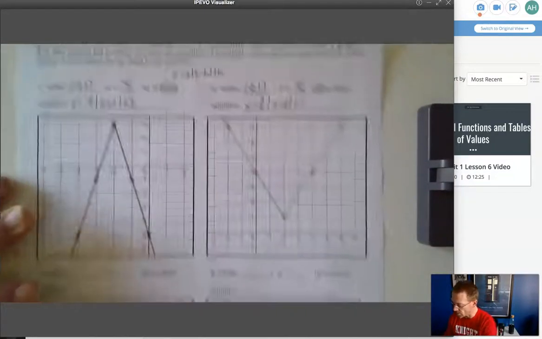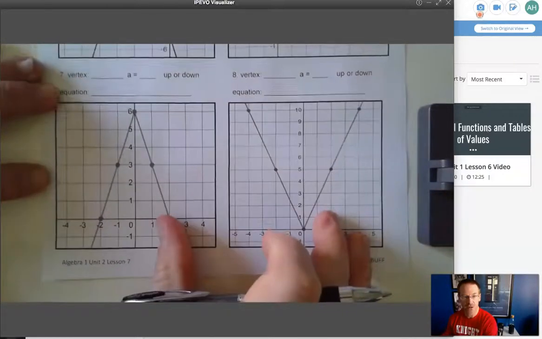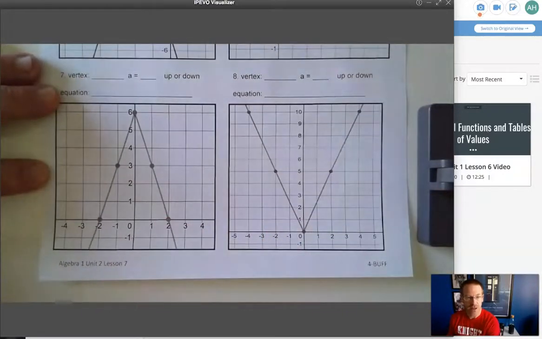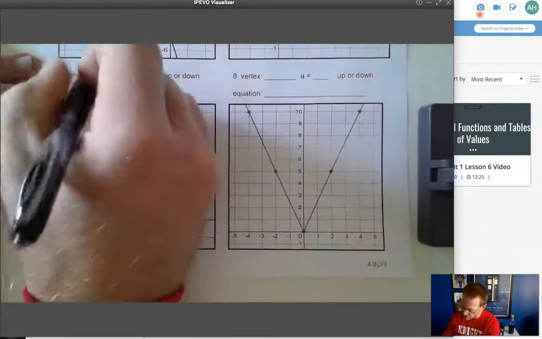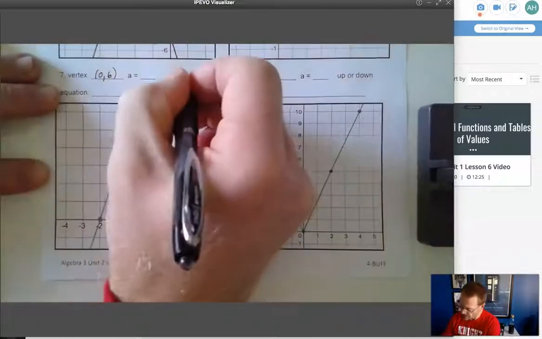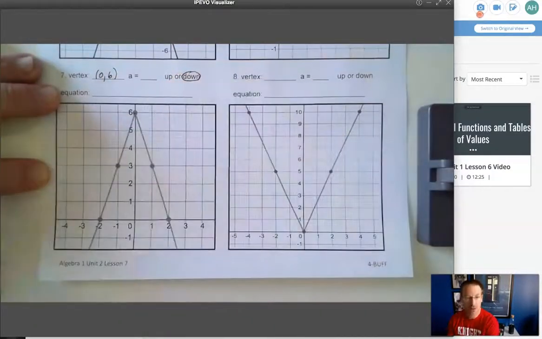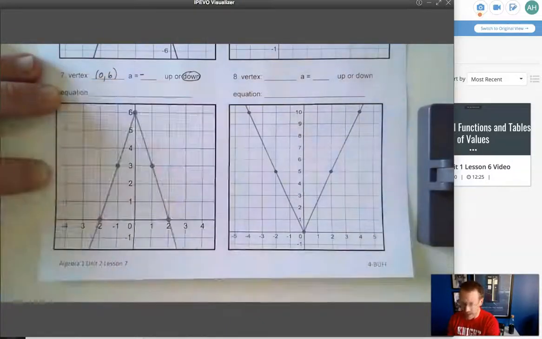Let's do 2 more together here. Looking at number 7, the point of our V is here, so that is (0, 6). It opens down, so we know the a value is going to be negative.